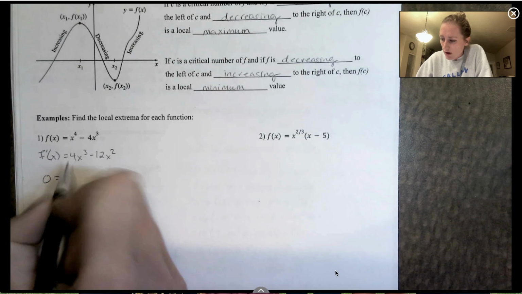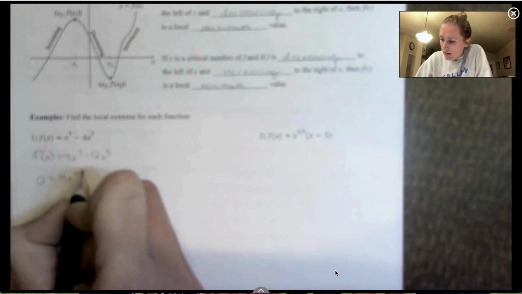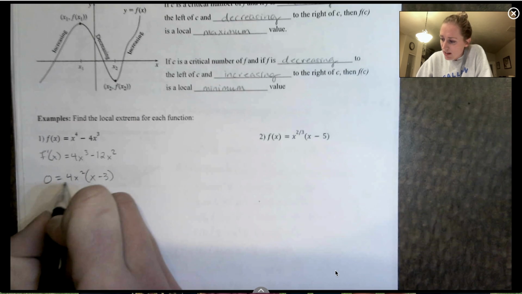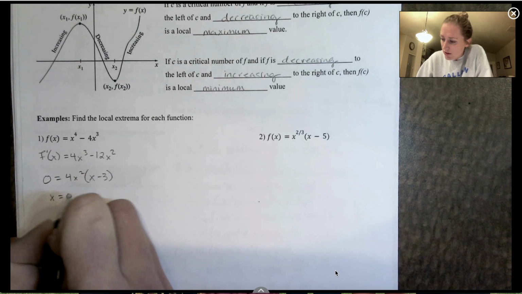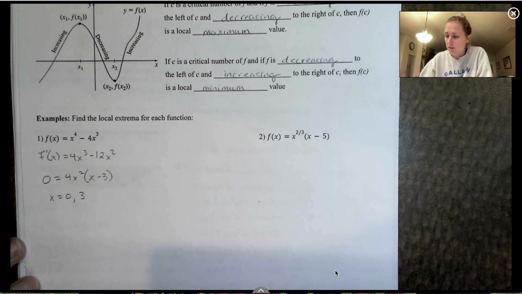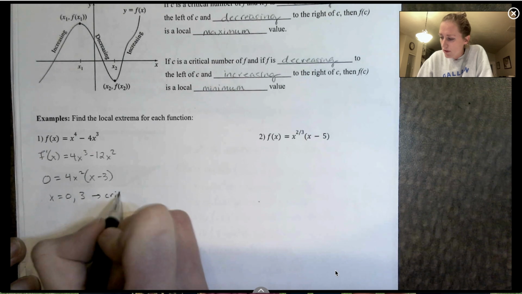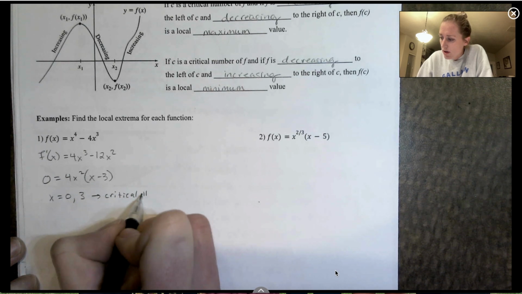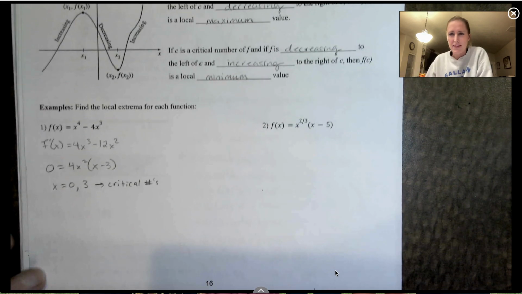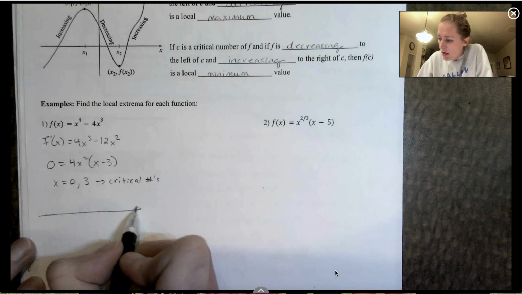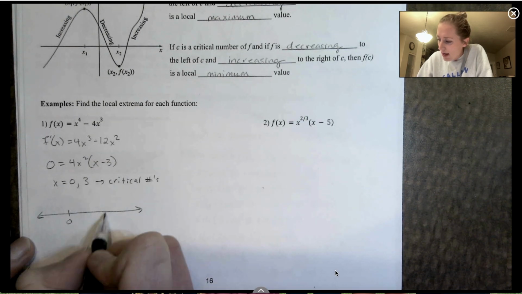I'm going to factor out 4x squared, and then I'd be left with x minus 3. Setting each of those equal to 0, we'd get 0 and 3 for our critical numbers. So these are our critical numbers. Now this is where I like to make a sign chart. So my critical values happen at 0 and 3.